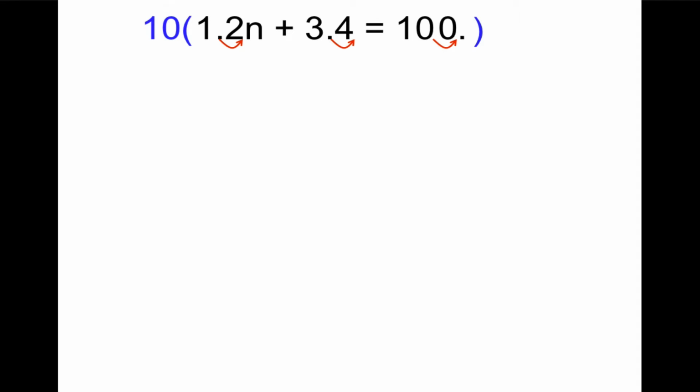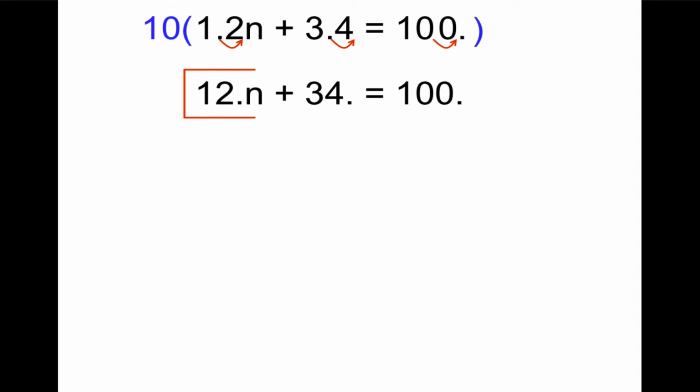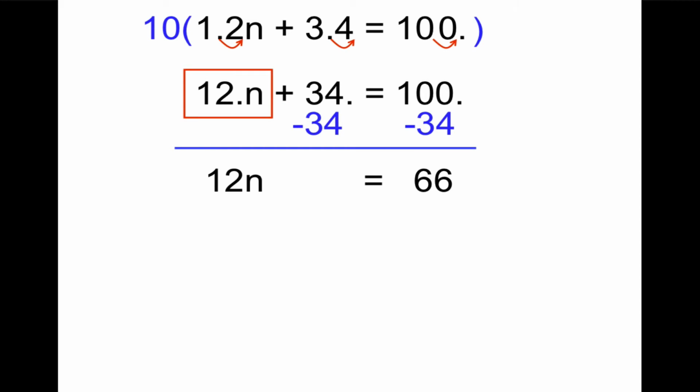So we get 12n plus 34 equals 100. Now it's a simple two-step equation. I usually box the term with the variable. First I solve for the box, then I solve for the variable. Okay, so subtract 34 on each side. 34 minus 34 is nothing. So we get 12n on the left-hand side and 66 on the right-hand side.